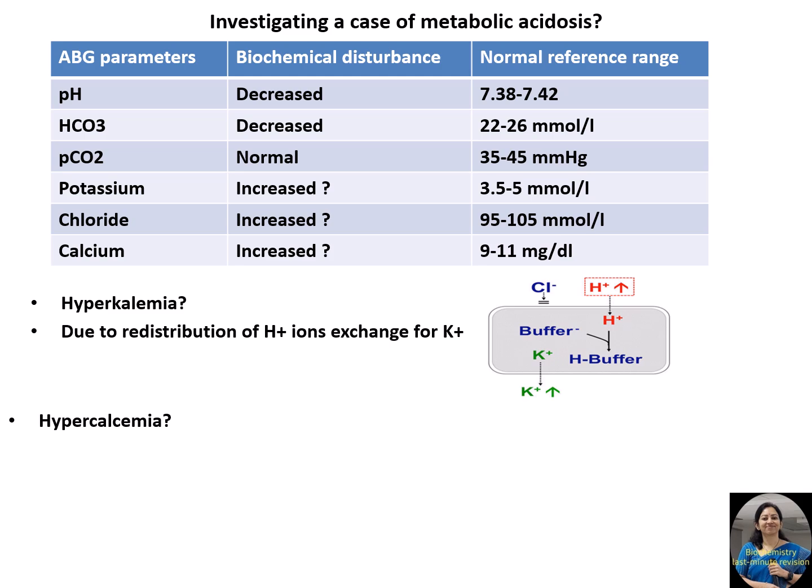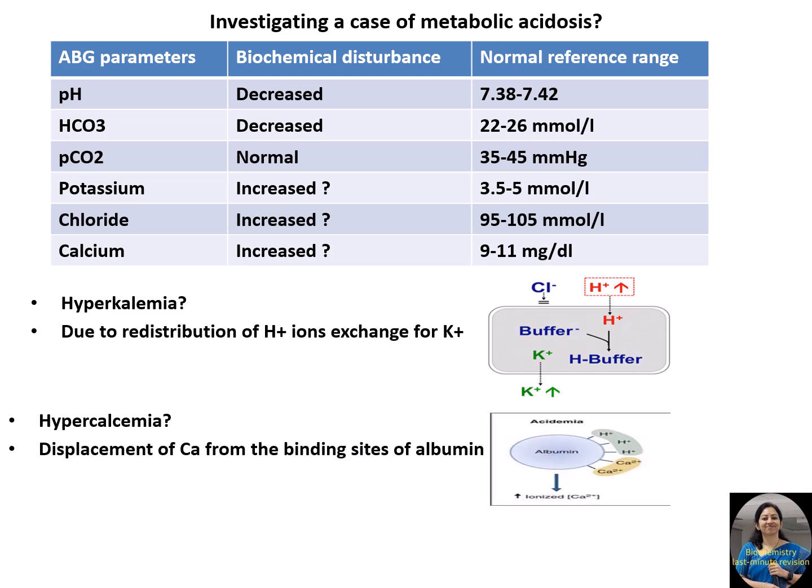The next is hypercalcemia. Why is there hypercalcemia? It is known that albumin is a binding protein for most of the cations and anions. Whenever there is increased concentration of hydrogen ion, it binds to albumin, displacing the calcium from its binding site, thereby increasing the blood calcium, resulting in hypercalcemia.